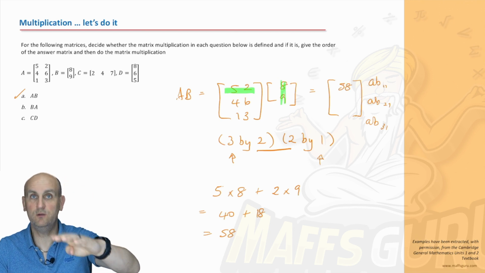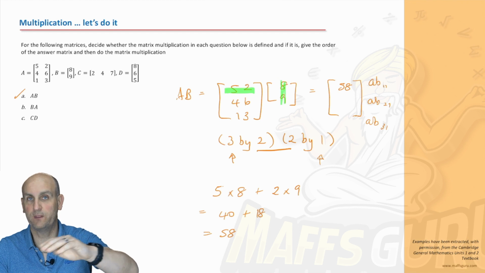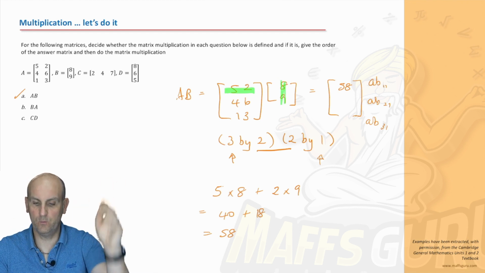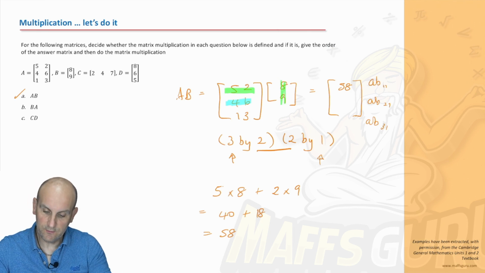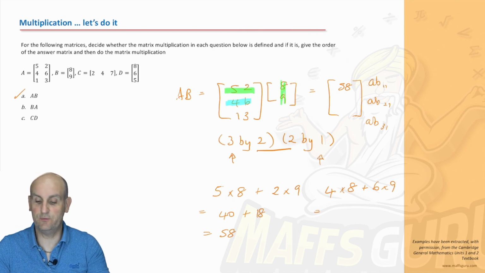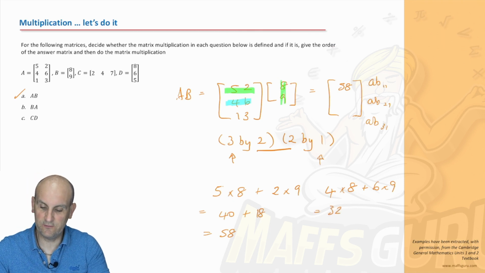Then my next element is 2,1. So row 2, column 1. That's going to give me 4 times 8 plus 6 times 9. Most of this is about your times tables. 4 times 8, 16 is 32.